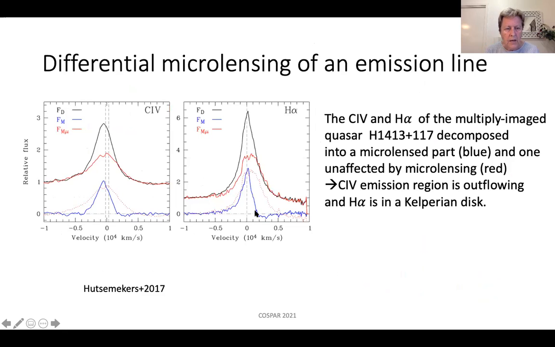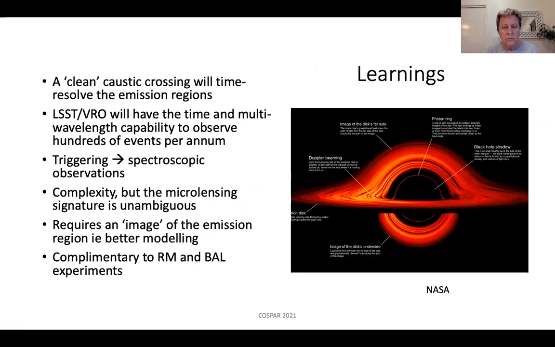The second example is from a paper that hasn't been widely appreciated, showing differential microlensing of the emission regions. So it's showing resolution across the emission regions, and the blue lines show the microlensed regions. These have been broken into microlensed and non-microlensed emission, and it shows quite clearly that the H alpha and carbon-4 microlensing is different, suggesting that the carbon-4 emission region is outflowing and the H alpha emission is in a Keplerian disk, which is consistent with other information that we have.